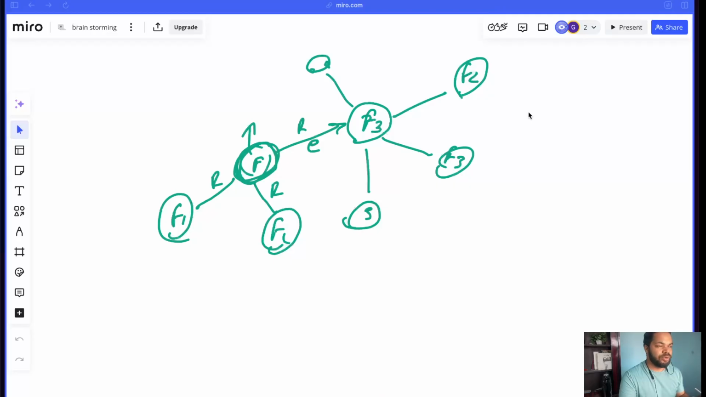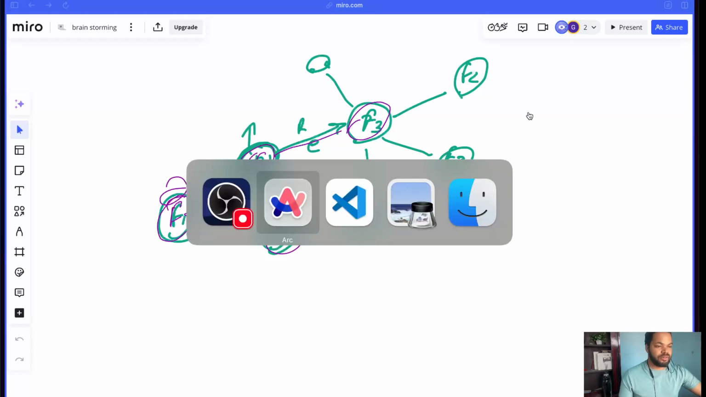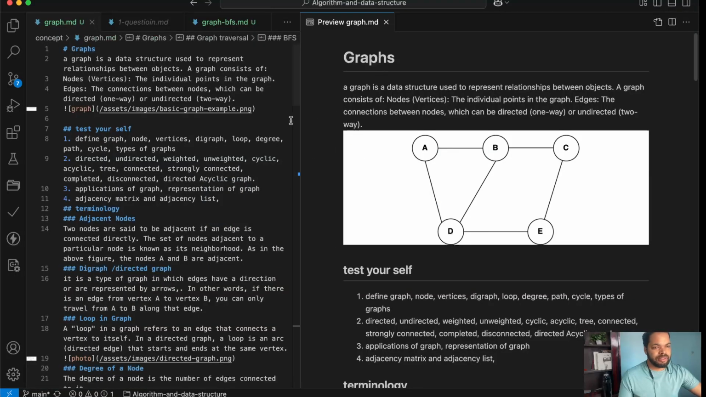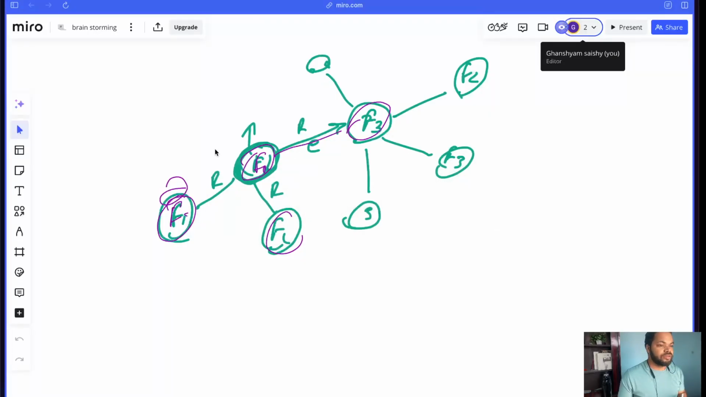And adjacent nodes means nearby nodes. If I'm talking about f1 here, the adjacent nodes will be the nearby nodes like f3, and these will be the adjacent nodes. And yeah, so this is the adjacent node. Then let me see what we need to define now. Okay, define graph, node, vertices, digraph. Okay, so there is a concept of digraph also.